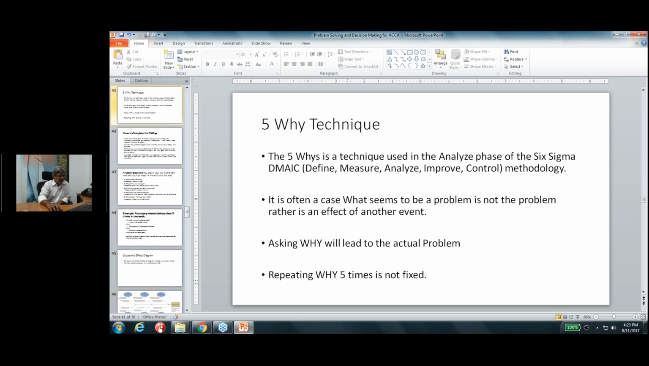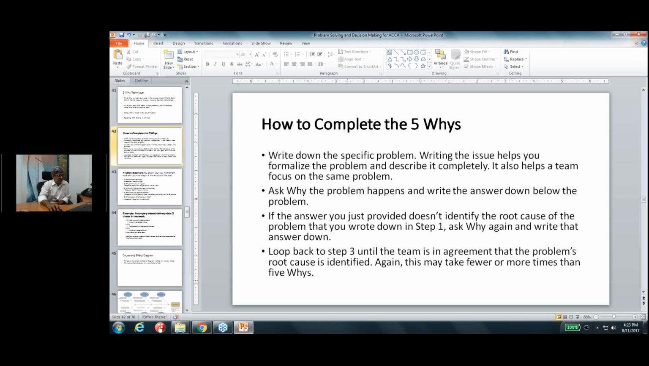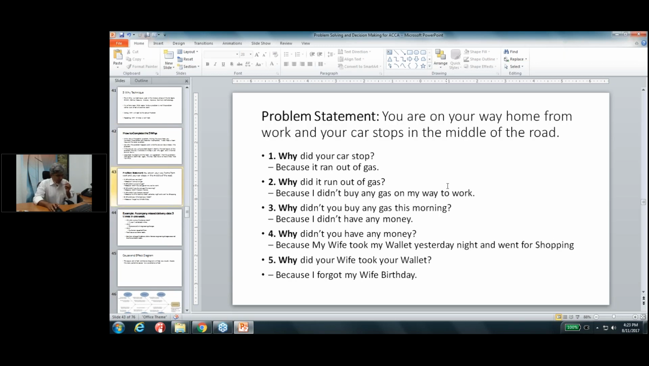So you will get this presentation. Harun Saab will send it to you, but this is one of the examples. If you look at this particular example, the problem is you are on your way home from work and your car stops in the middle of the road.